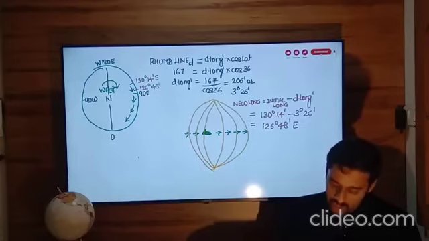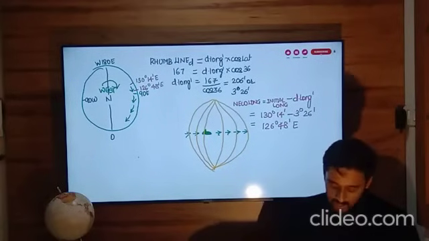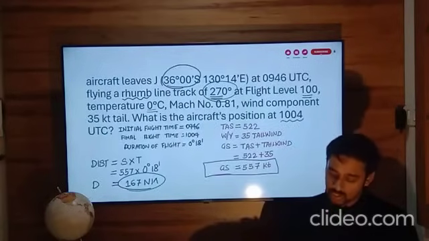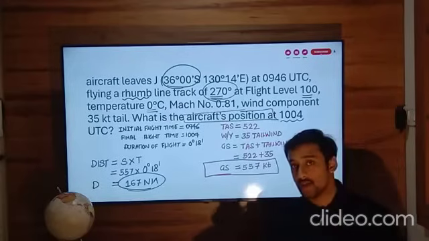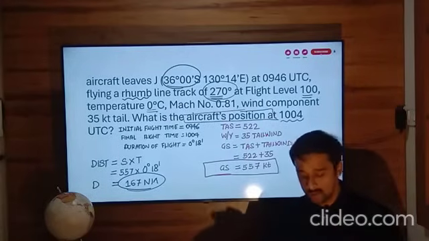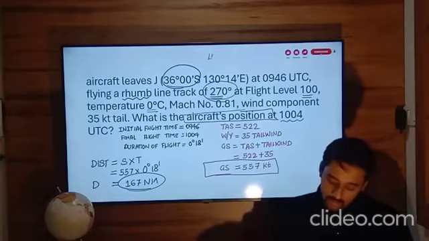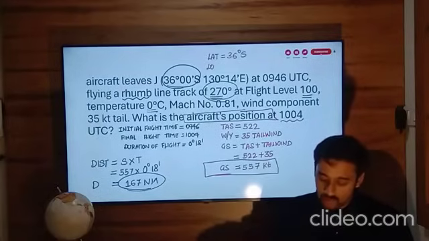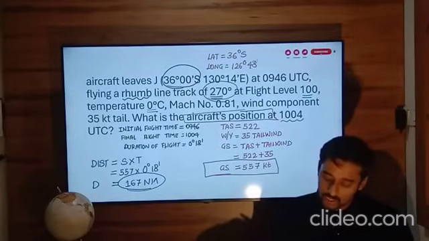So your new longitude is 126 degree 48 minutes east. And your latitude, what is the position they have asked? So position is made of two things, a latitude and longitude. So latitude will be the same, 36 degrees south. Longitude will be 126 degree 48 minutes east.